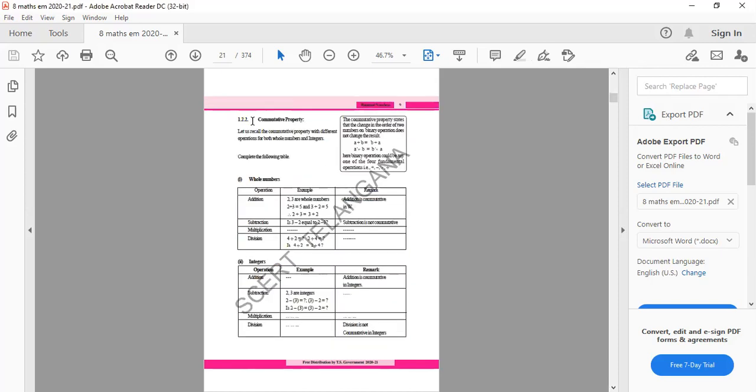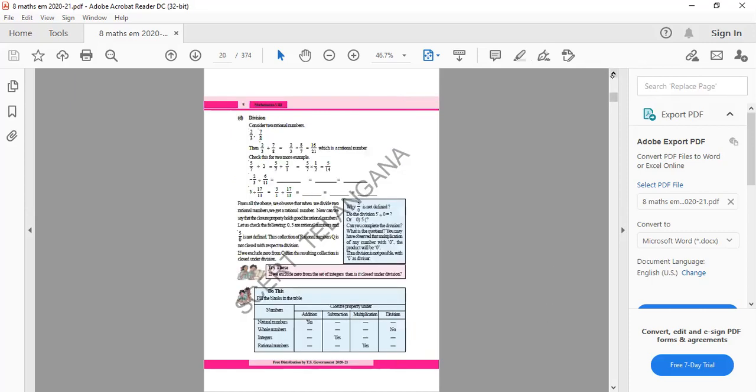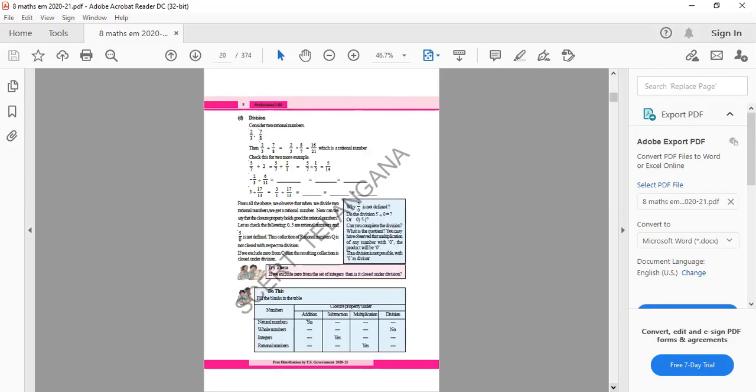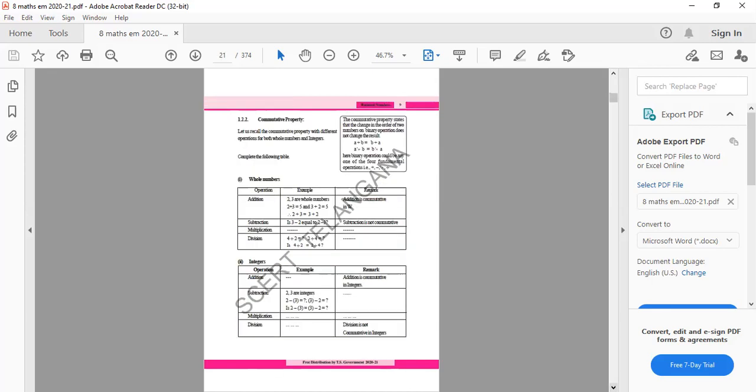Next is the commutative property. Previously we have done the closure property. Now comes the commutative property. It's the same thing I told you. A plus B is equal to B plus A. A into B is equal to B into A. I'll come back to the previous cases. Same thing as closure, for addition, subtraction, rational numbers, multiplication and division. Now it is clear.